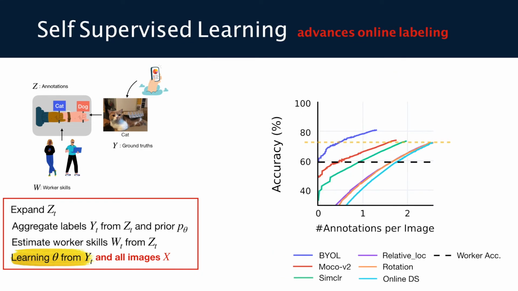At the beginning, when there is no annotation available, we can perform self-supervised learning to discover structures in raw images. This gives us drastic improvement compared to training from scratch, and we find that the advances in self-supervised learning can be gracefully transferred to online labeling.